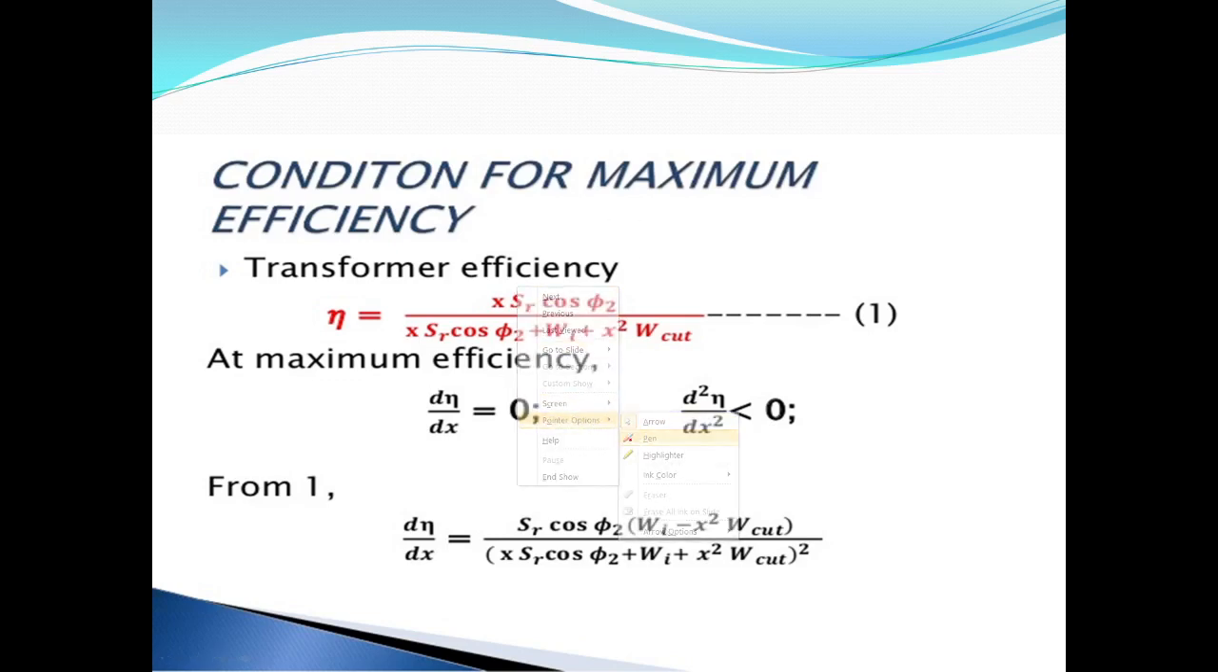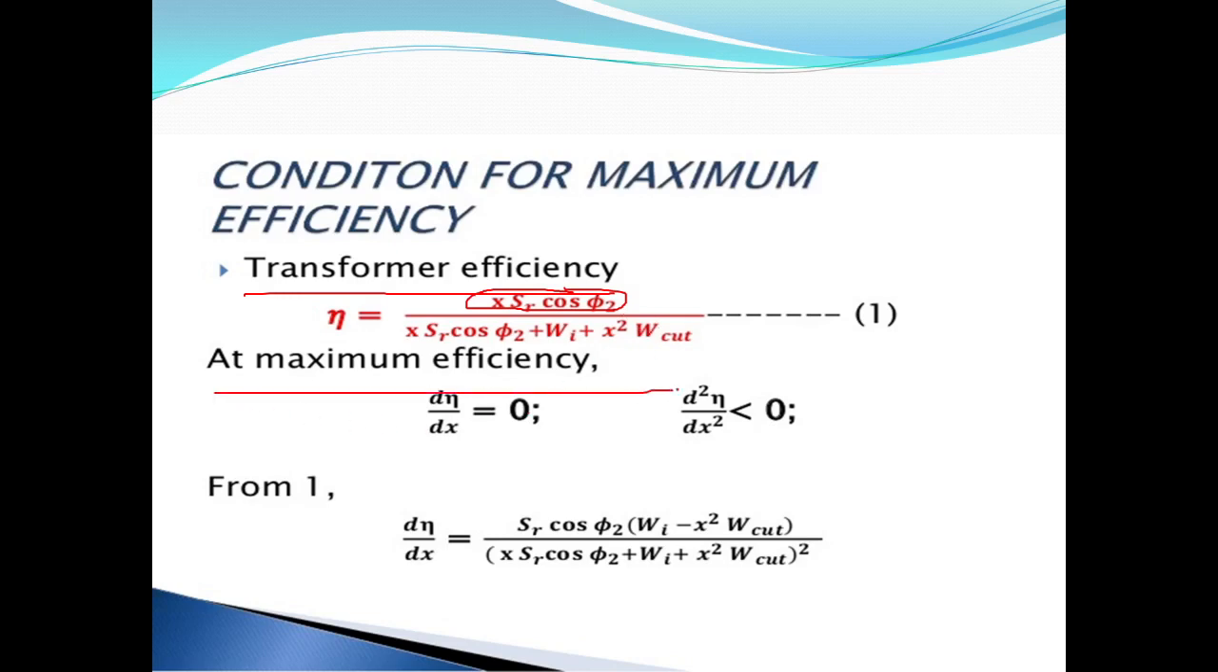Now, the condition for maximum efficiency. Just focus on it here for a few minutes. We derived the efficiency formula: eta is equal to fraction of the load into rating of the machine into power factor, upon the same output power, plus iron losses plus copper losses.